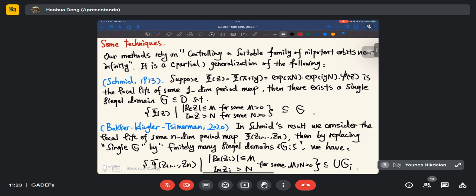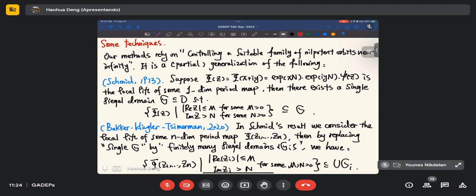And this result was recently generalized by Bakker, Klingler, and Tsimerman in their paper, to the multi-variable case, where if you have a local lift of the multi-variable period map, and you restrict each of these variables to this strip in the upper half space, then the image of this multi-variable local lift restricted on this multi-strip will be contained in finitely many Siegel sets. Not necessarily a single one, but finitely many Siegel sets, Siegel domains. This is one of the most technical results in their paper, also a key ingredient for them to prove the definability of the period map.